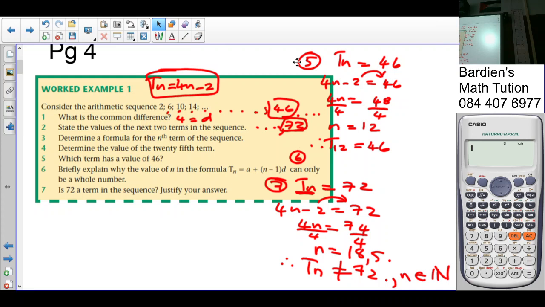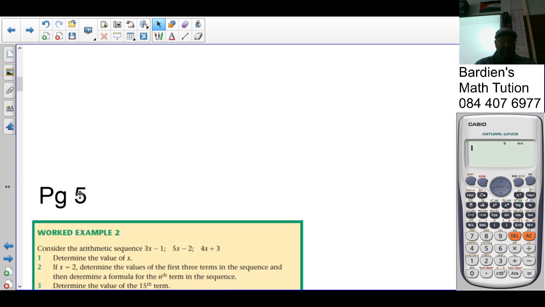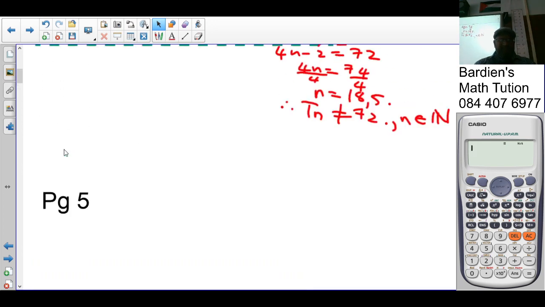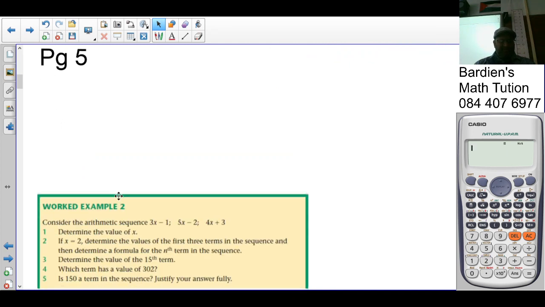Do you guys understand? See any confusion? Okay. So let's look at page 5, worked example 2.